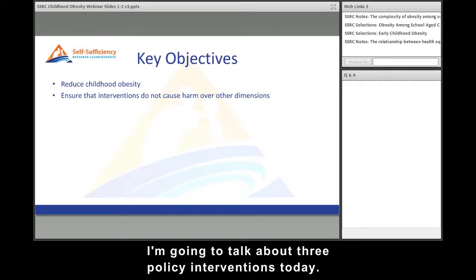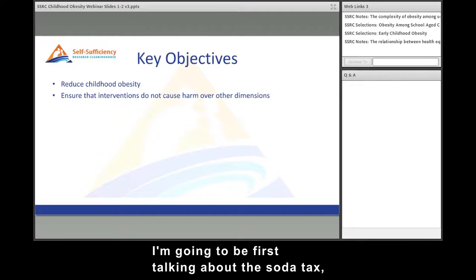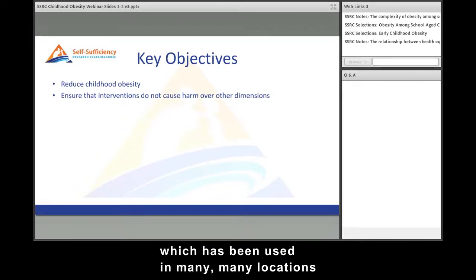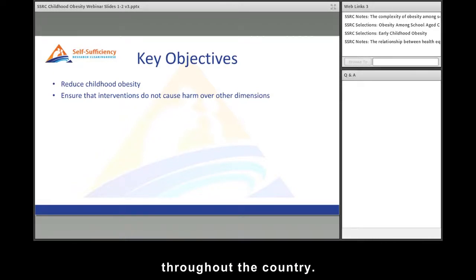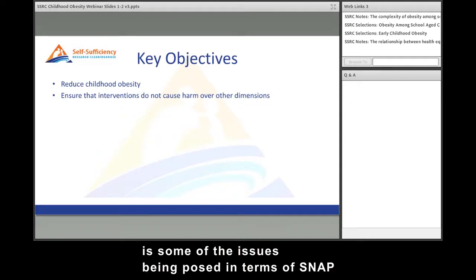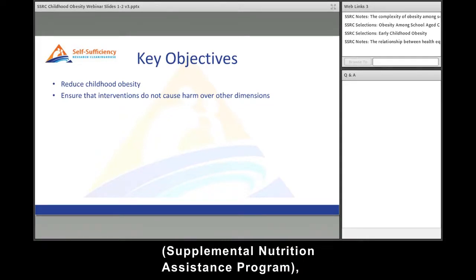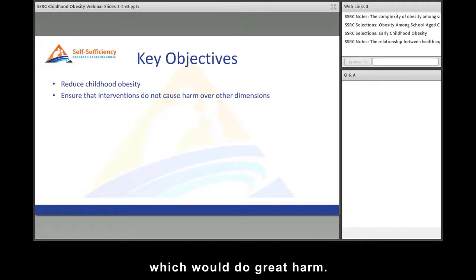I'm going to talk about 3 policy interventions today. I'm going to be first talking about the soda tax, which is being used in many, many locations around the country. Secondly, I'm going to be talking about some of the issues being posed in terms of SNAP, which would do great harm.